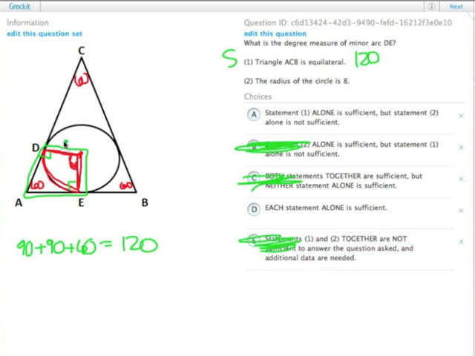Statement 2 tells us that the radius is 8, so now we know that this measure here is 8, but there's no way that we can get from a radius measure to the angle measure without finding out some other information about some of the other distances involved here, or some of the angles. And we don't even have this knowledge that it's an equilateral triangle. So without that, statement 2 is insufficient, and it is statement 1 on its own.